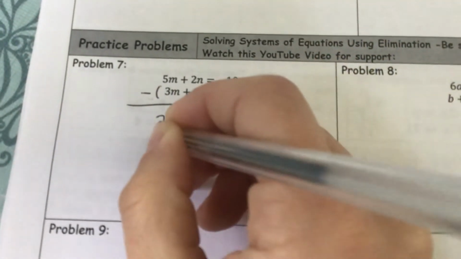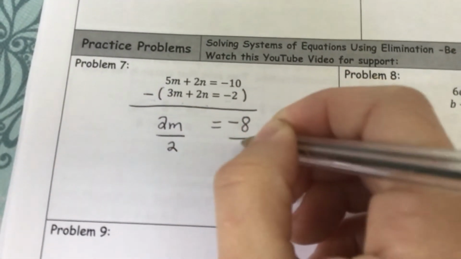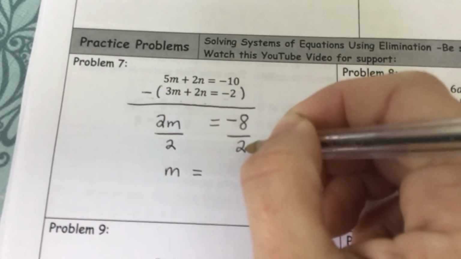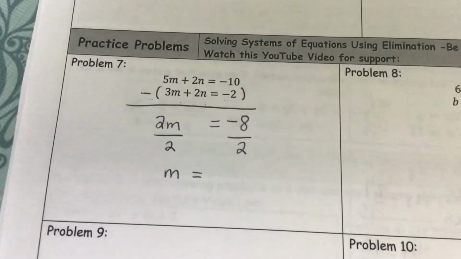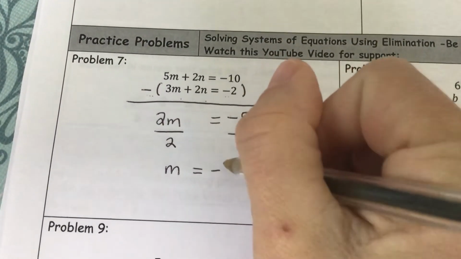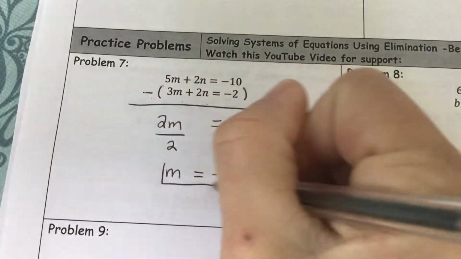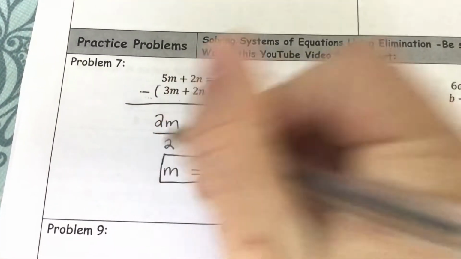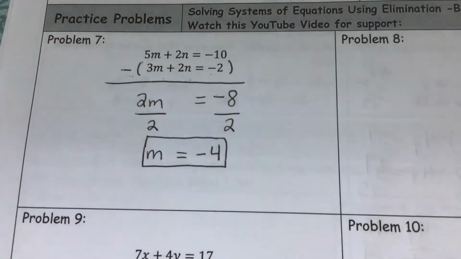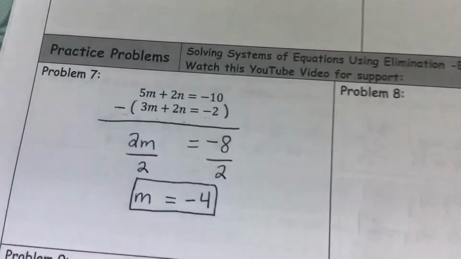Okay, so now I'm going to divide both sides by 2. m equals negative 8 divided by 2. Negative 8 divided by 2 is negative 4. So you may think, oh, I'm done because I have an answer. But remember, you're not just solving for m, you're also solving for n.